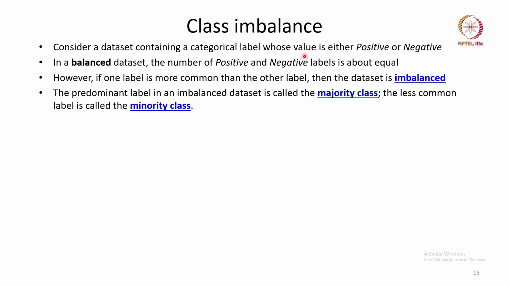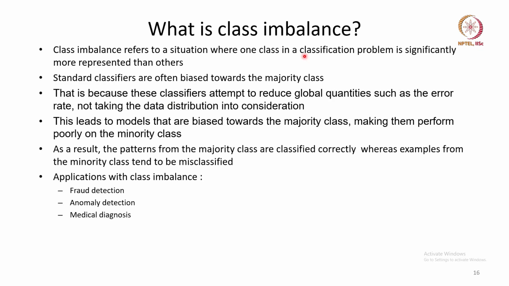So when you have a class imbalance problem, what happens to the classification which you are going to carry out? You find situations where one class is more represented than the other class. So you find that the classifier is more biased towards the majority class.